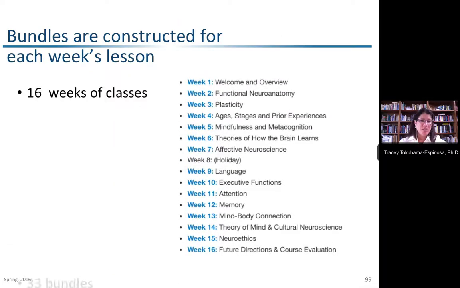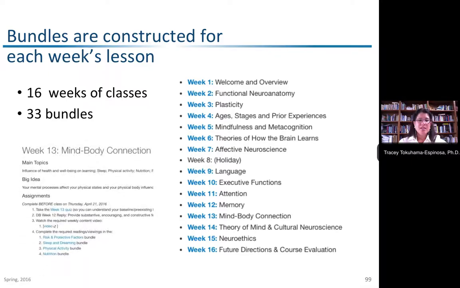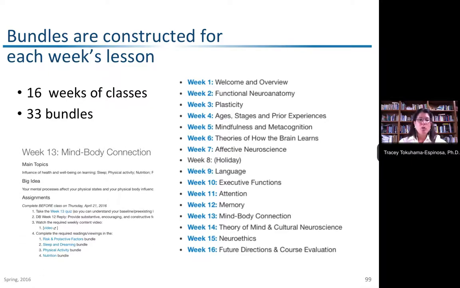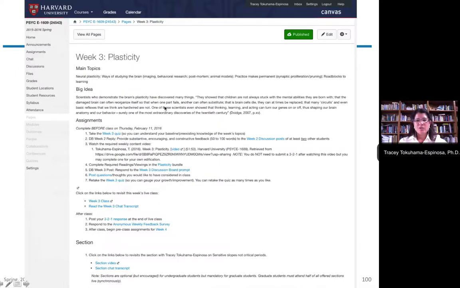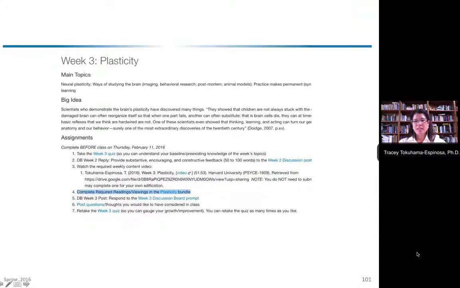So in these 16 weeks of classes, we had 33 different bundles, multiple bundles in some of these different weeks, and what the students would receive would be instructions. So in a basic structure of the class, they're exposed to the main topic, they're given the big idea of that week's focus, and then these specific assignments. Please take this quiz, do the discussion board question, watch the free weekly video before the live class, and visit the bundle. What happens in the bundle that makes a difference?